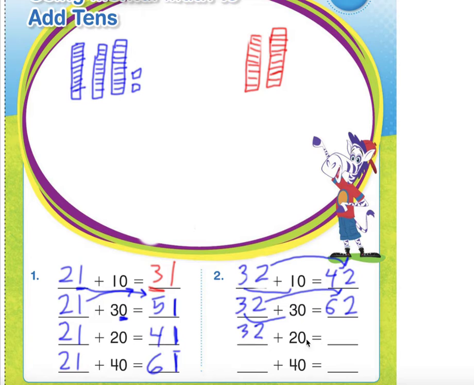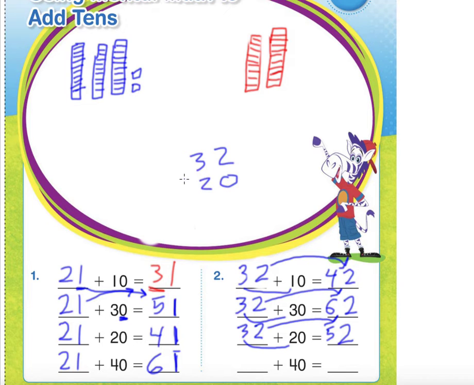So now our number sentence says 32 plus 20. Again, we're just going to add these tens together. 3 plus 2 is 5. And this 2 has nothing being added to it, so it just jumps on over. And we made 52. We can double check it.